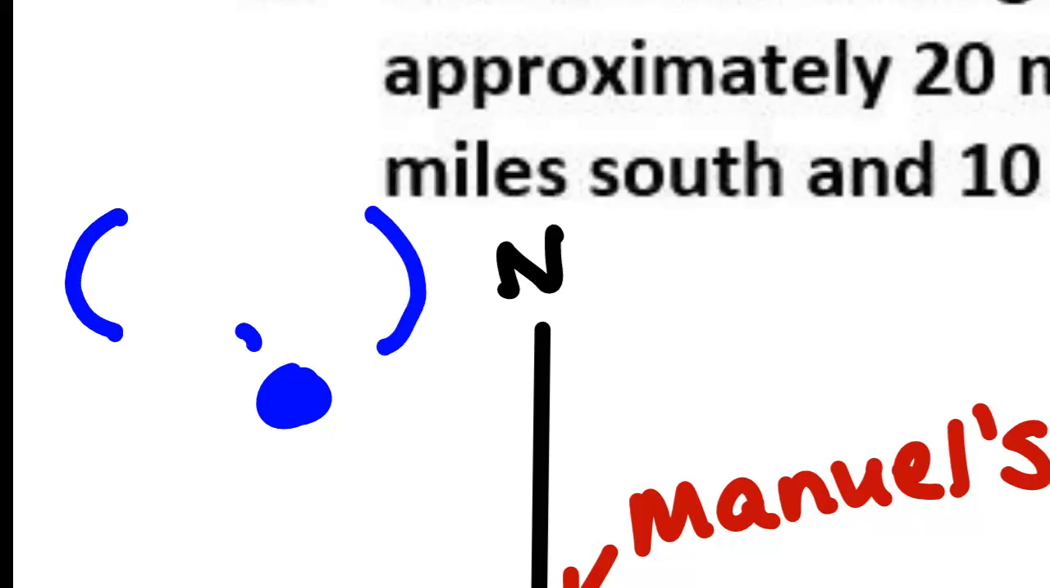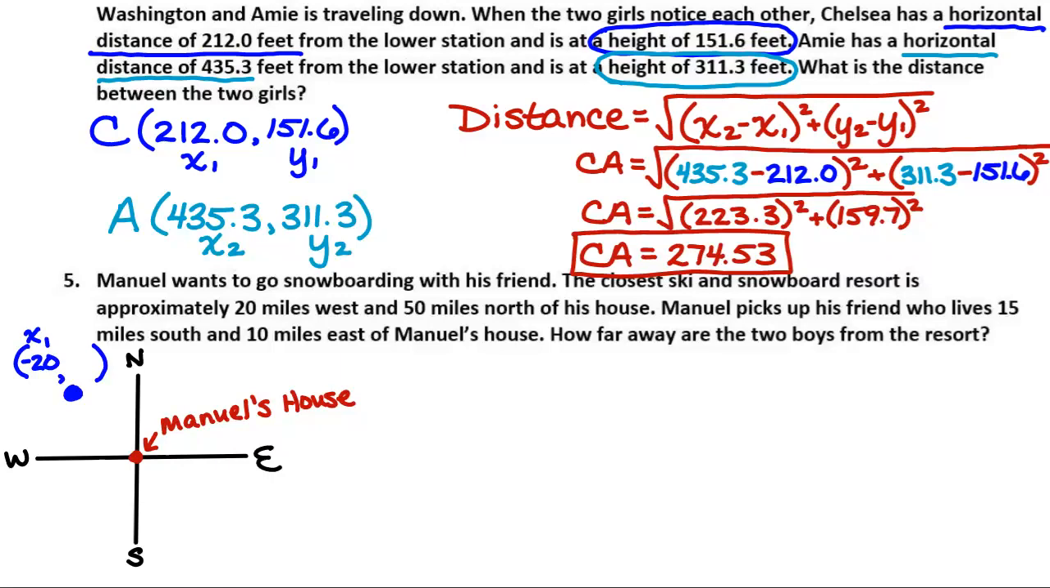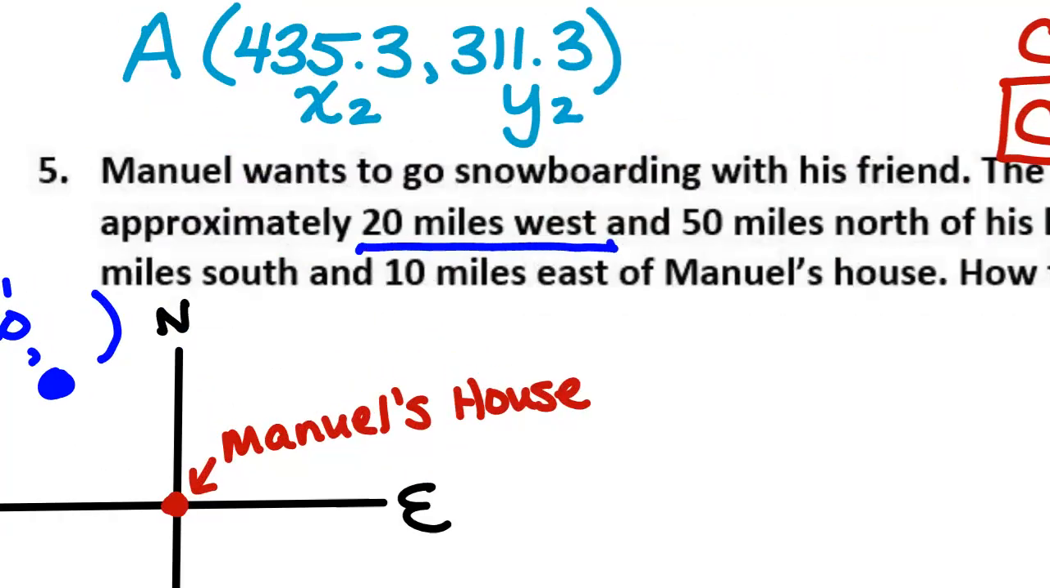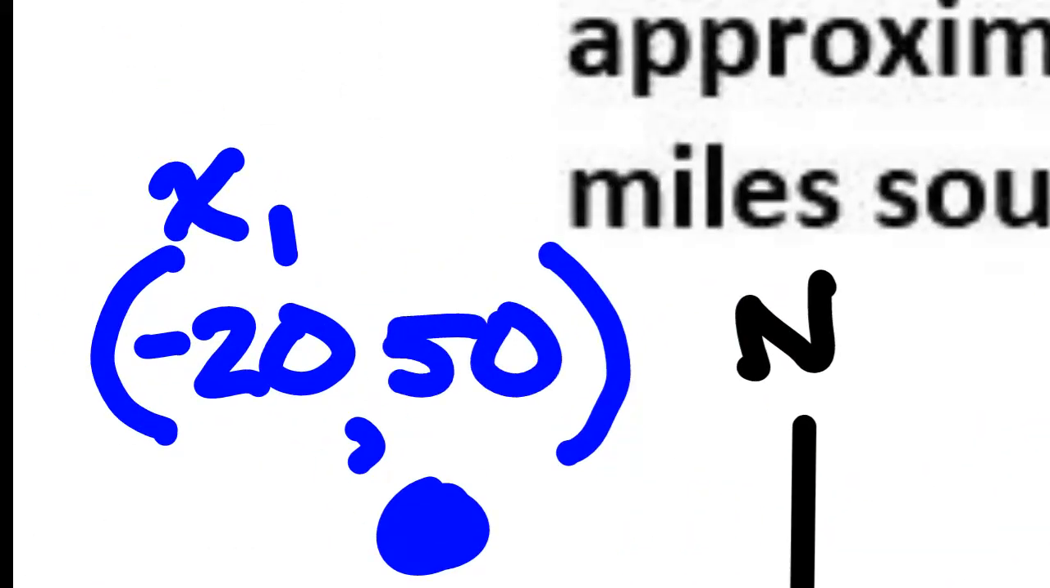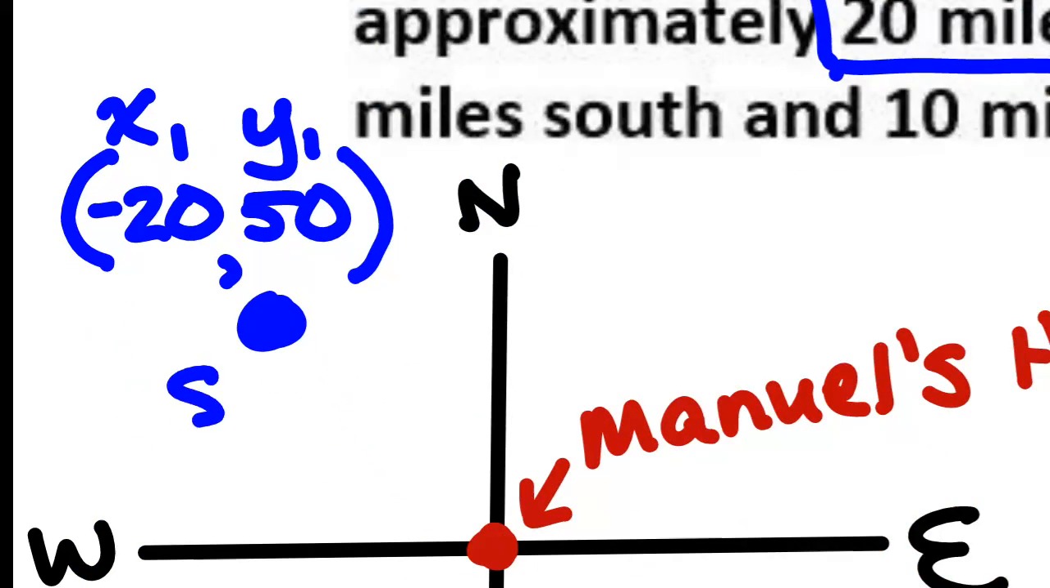20 miles west and 50 miles north. Well, if I go this way on the x-axis, are my numbers positive or negative? Negative. So negative 20 for my x1 because it's 20 miles west. And then 50 miles north. If I go this way, are my y's positive or negative? Positive. So negative 20 and 50 would be my coordinates for the ski resort.